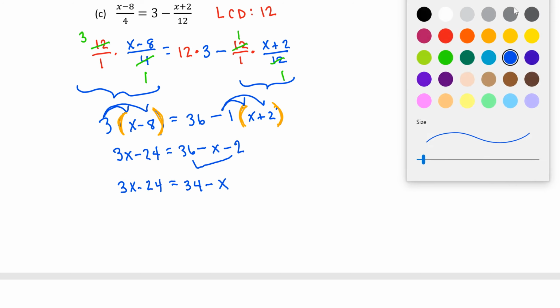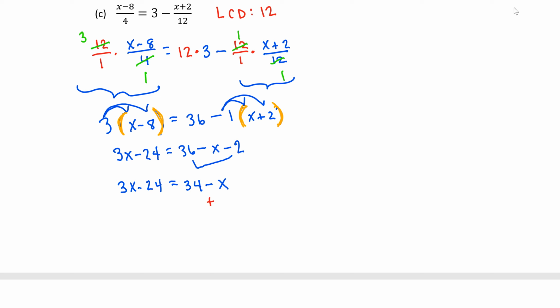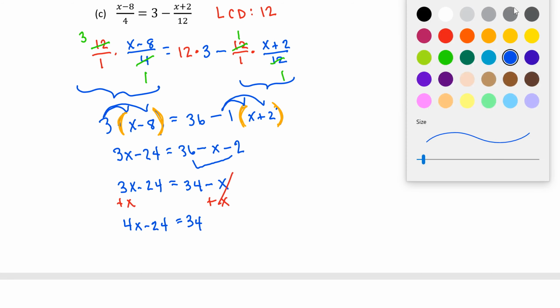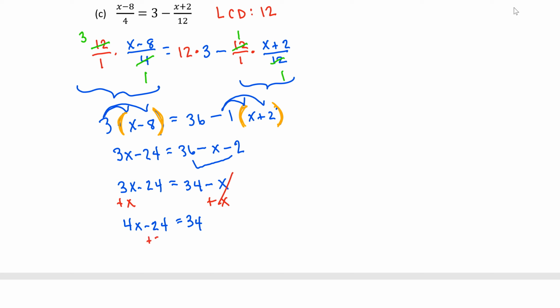And now we can start collecting variable terms on the left. I'm going to add x to both sides. And that's going to leave behind 3x plus x, or 4x minus 24, and 34 on the right side. And let's get our constants on the right. We can do that by adding 24 to both sides. We know to choose each operation using opposite or inverse operations, right? Because 24 was subtracted on the left, I add it to both sides, and that causes it to cancel out.